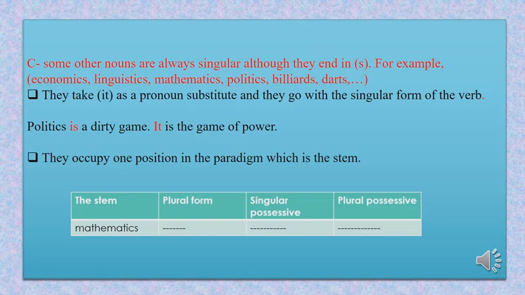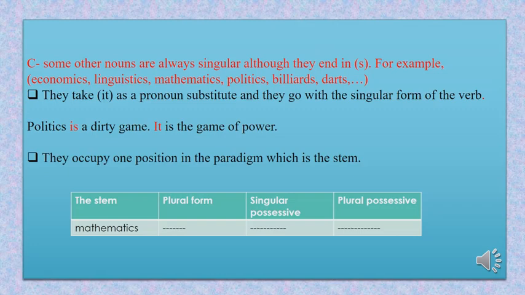So, politics is a dirty game. Is as a verb is used with politics, although it ends with S. But this noun is singular. This S is not S plural. It is singular and the verb is not are. It is the game of power. It refers to politics. And when we want to refer to politics, we use the pronoun it as a pronoun substitute because it is singular.